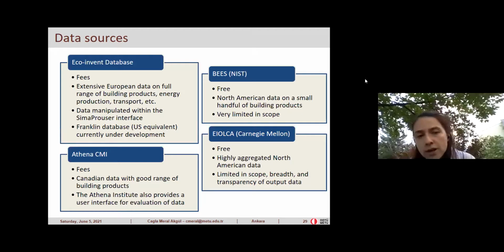Most of the time I use Ecoinvent. This is the one I use, but it is very expensive, to be honest. So I use Gabi to do life cycle assessment, but there are different software you can use. You can actually get Athena, you can get Bees from NIST, and you can also have AIO LCA. These are other options, but Ecoinvent is the most popular one, to be honest.